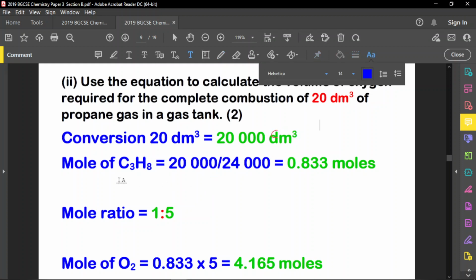So what you're going to do now is to find the mole of methane. It is the volume here divided by the value at RTP, which is 24,000. So once you divide that, you get 0.836. All right, just to make a note right there.